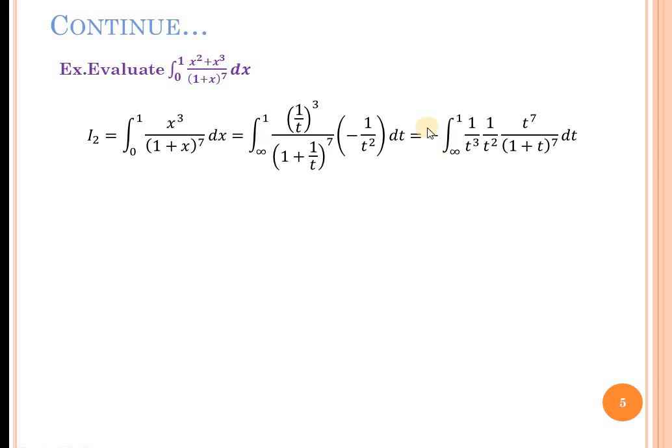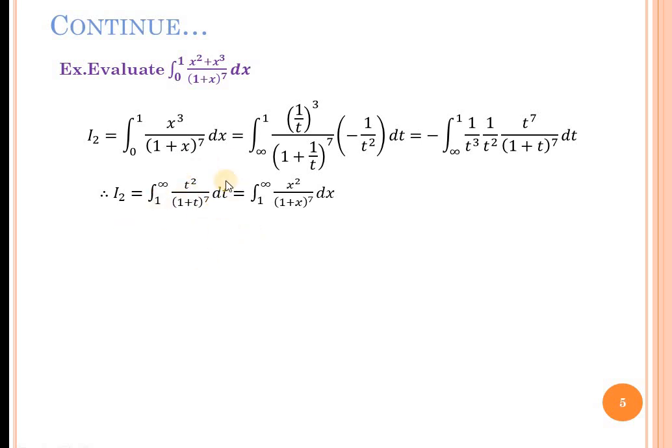Now I take this minus sign outside. The integral from infinity to 1 of 1/t³ into 1/t², and cross multiplying, (t + 1) raised over t raised to 7, so it becomes t^7 upon (1 + t)^7. If we simplify these powers, t^7 upon t^5 becomes t². And we also change the sign with the minus. It becomes the integral from 1 to infinity of t² upon (1 + t)^7 dt.